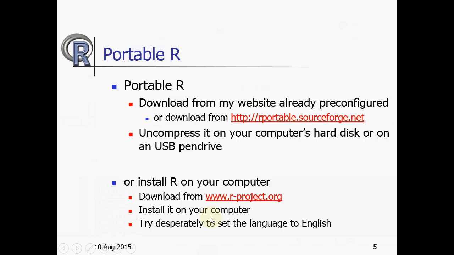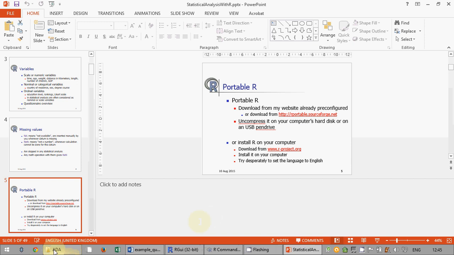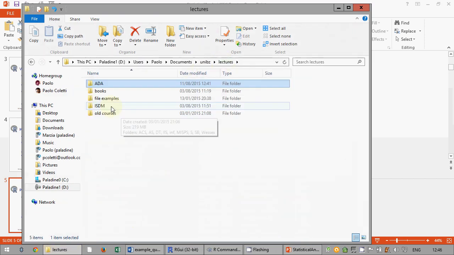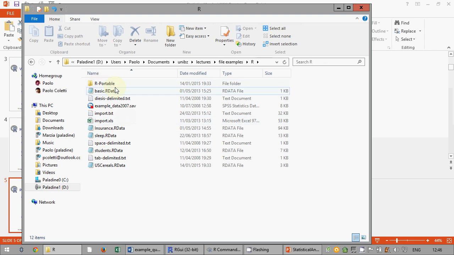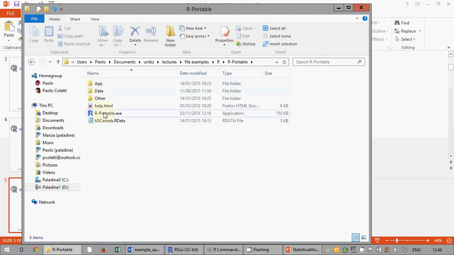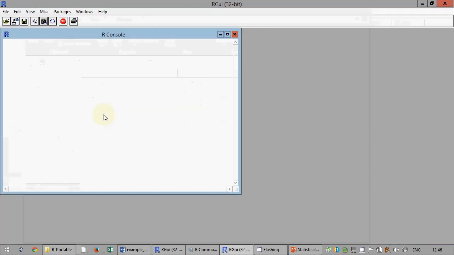Okay, let's see R. So I have, let's see, lectures. I have R on my computer. Can you see R portable? So I have a directory which contains R. If you don't know what a directory is, you have serious problems and should go back to the pre-course. So I will click on this R portable.